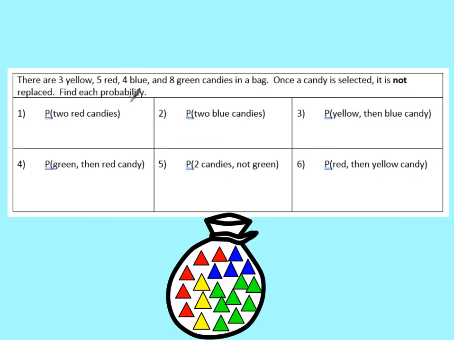Okay, moving on to the next problem. It says there are 3 yellow, 5 red, 4 blue, and 8 green candies in a bag. Once a candy is selected, it is not replaced. Find each probability. So these keywords, not replaced. Once someone takes a Jolly Rancher out of the basket, they're not going to put it back because they want to eat it and it's gone.